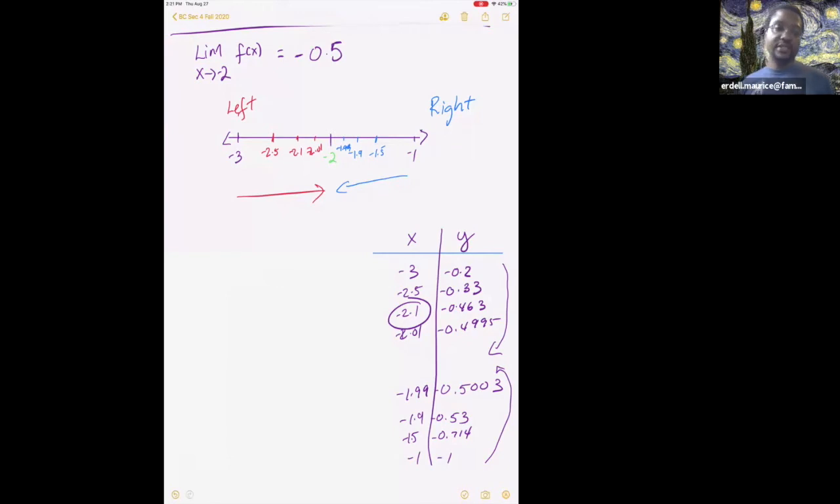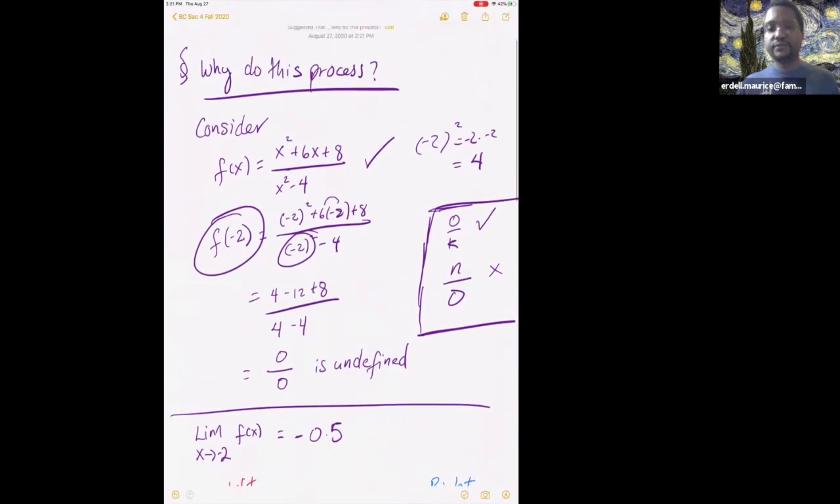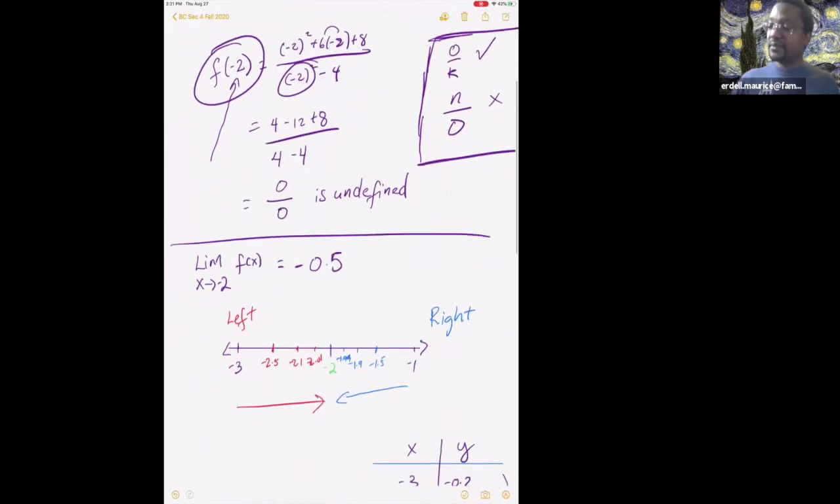And so that comes back to the question I was asking. Initially, when I had this function and I tried to plug in -2, I did not get an answer. But if I take the limit at -2, I do get an answer, -0.5.